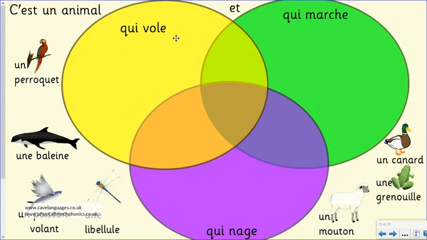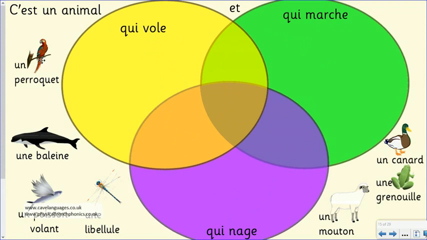Swims and walks, qui vole et qui marche. Walks and flies. An animal qui vole et nage. Swims and flies. And in the middle section where they all intersect, the one that does all three things: qui vole, qui marche, et qui nage.